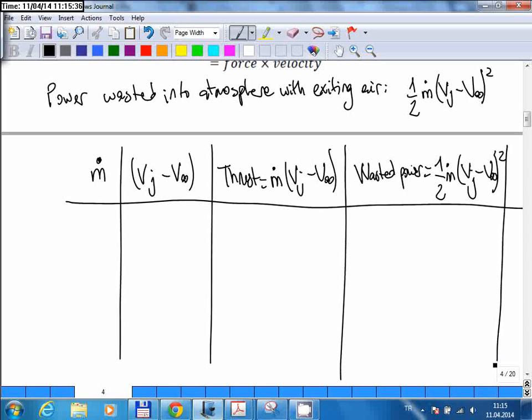Okay, so suppose that I want a certain amount of thrust, right? I'm designing an aircraft engine, and let's say the m dot is A units, whatever that A is, and the speed increase is B units, okay? In this case, the thrust force will be A times B, right? Because it's just the multiplication of the two. And the waste power is 1 over 2 times A times B squared, right?